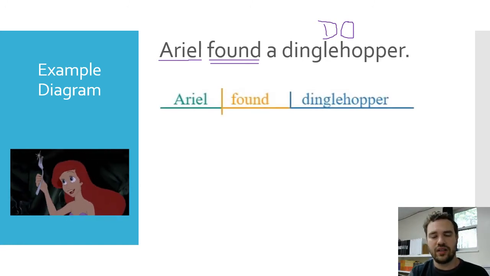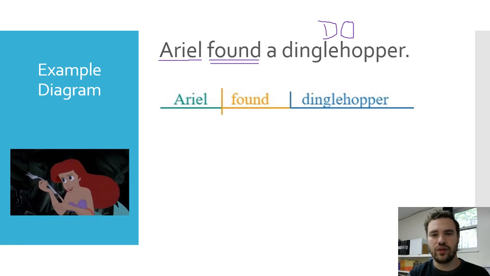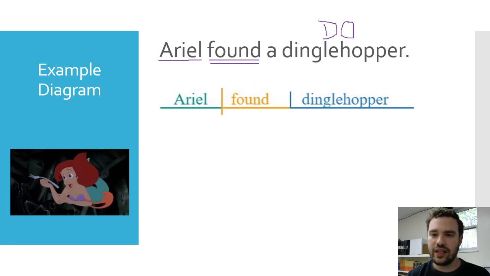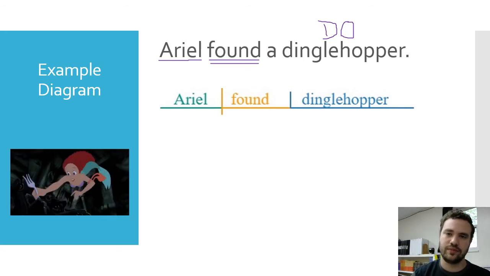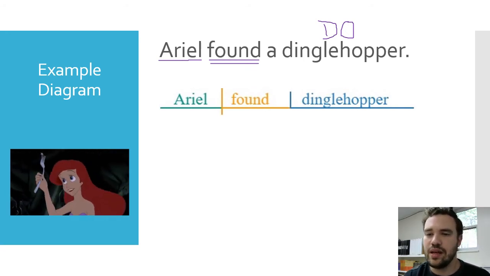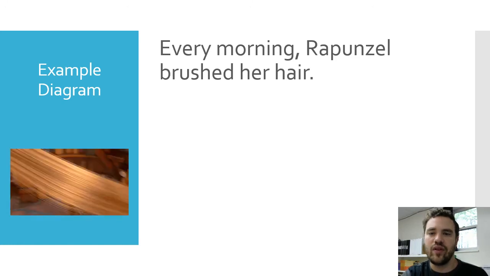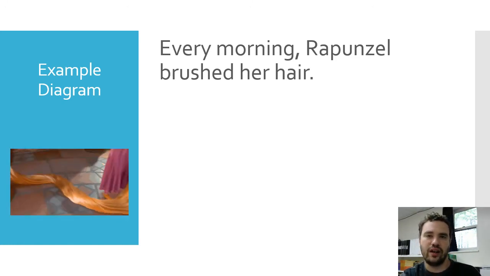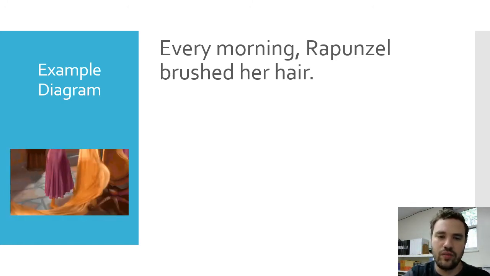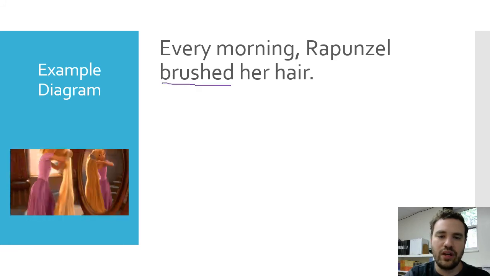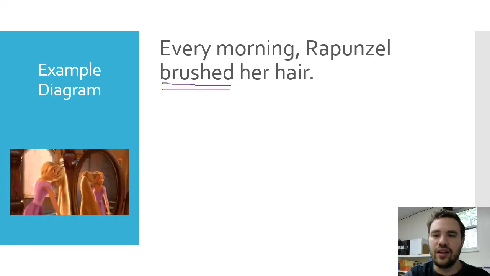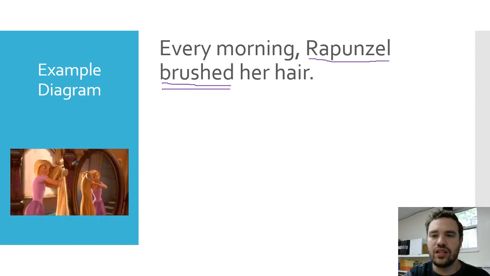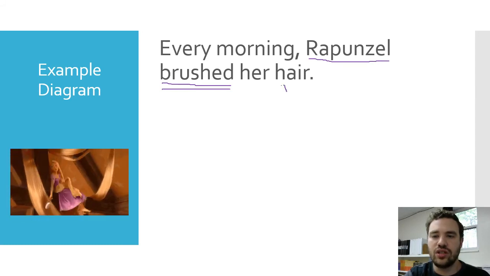All on a horizontal line, Ariel, then the vertical line that cuts through, found, and then the vertical line that stops, dingle hopper. Right? Let's look at one more example like this. Every morning, Rapunzel brushed her hair. Right? Our action verb is obviously brushed. And then who brushed? Rapunzel brushed. And then what did she brush? She brushed her hair.